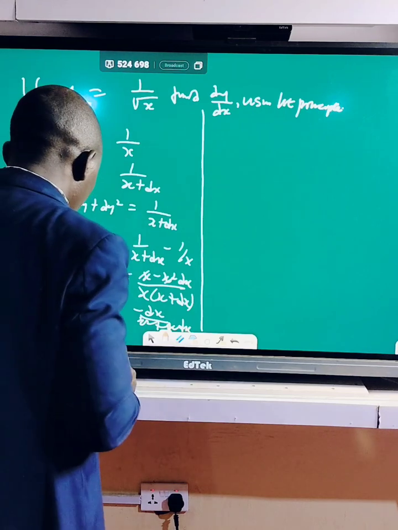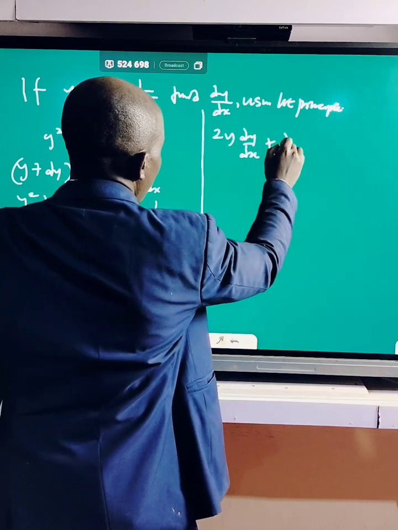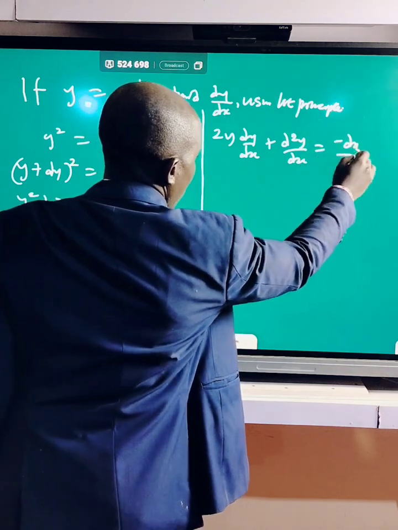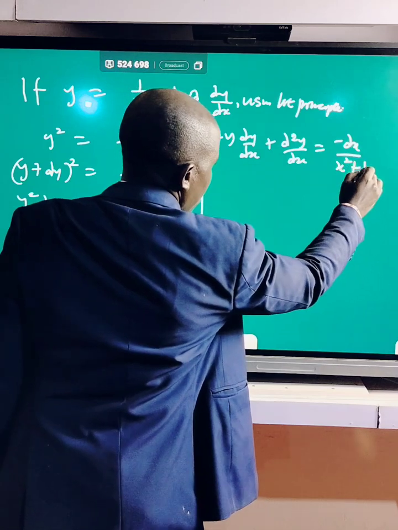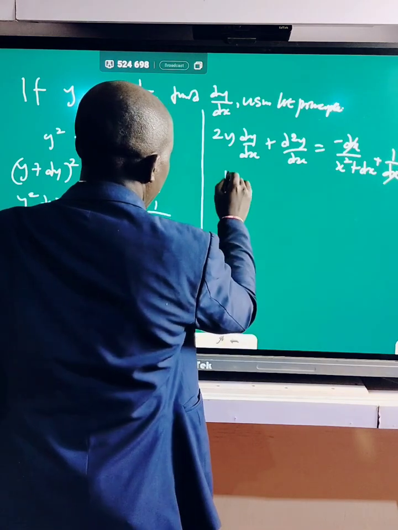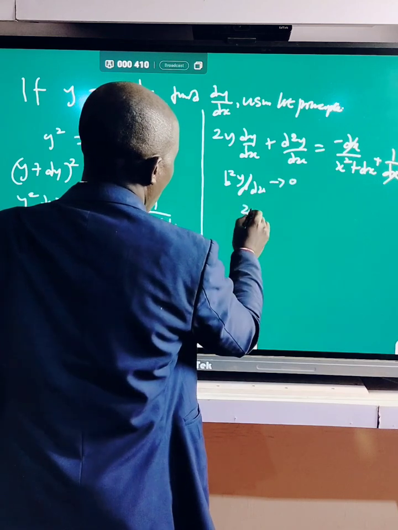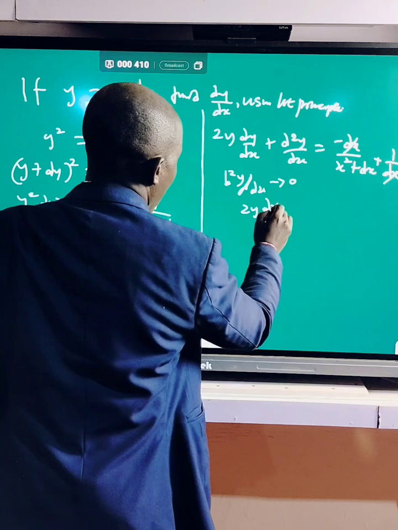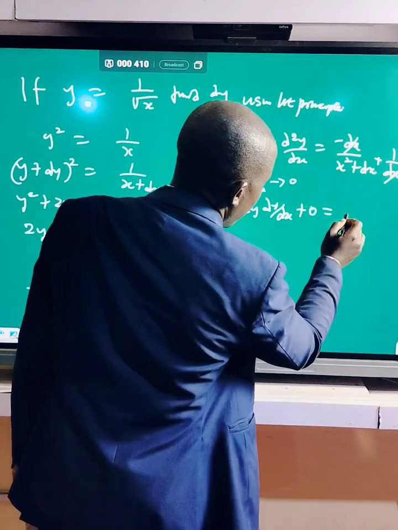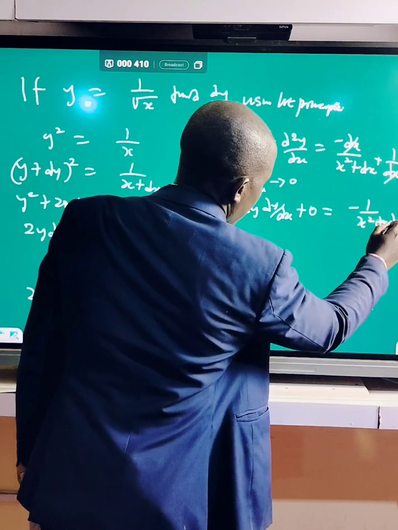Then we divide all through by delta x, so that 2y delta y over delta x plus delta y squared over delta x is giving us minus delta x over x squared plus delta x times 1 over delta x, so that the delta x will go. Then the delta y squared over delta x will now turn to 0. We have 2y dy over dx plus 0 is giving us minus 1 over x squared plus delta x.